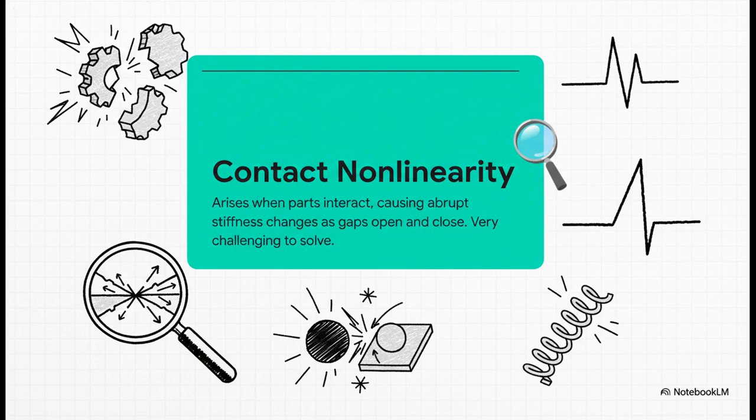And last but not least, we have contact. Now, of the three, this one is often the most difficult to get a solution for. And why is that? Because it's fundamentally an on or off problem. One moment, two parts have a gap between them. The next moment, bam, they're touching. That isn't a smooth, gradual change. It's an abrupt event that causes a sudden, massive shift in the stiffness of the entire system.